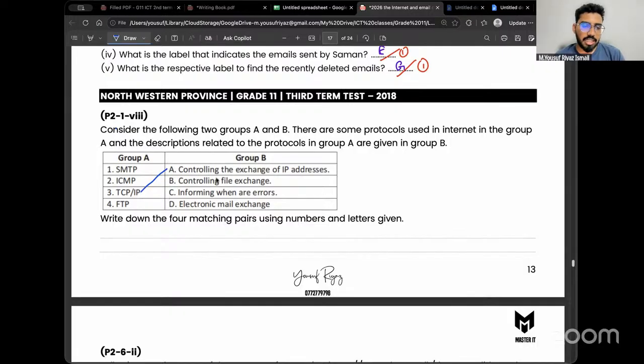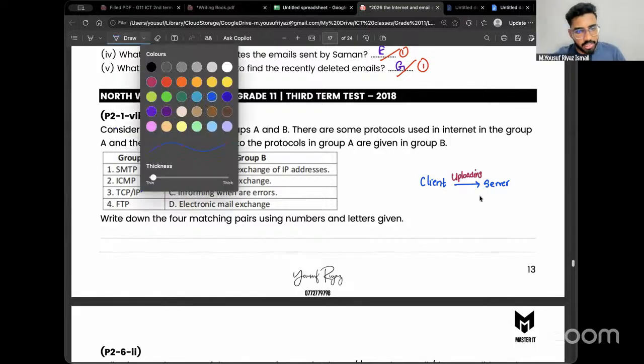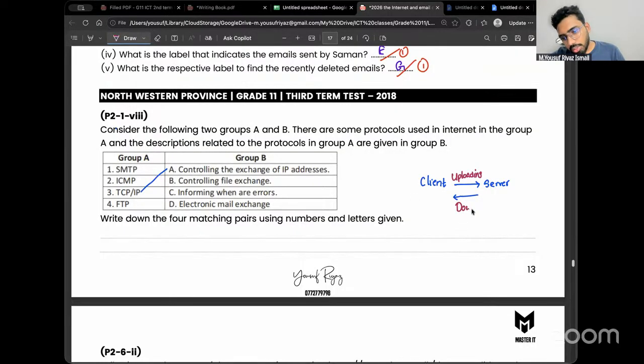Then, to control file exchange. When you say file exchange, let's say between the client and server. If the data is going from the client to the server, we call this process uploading. And similarly, if a file is obtained from the server to the client, we call this downloading. So what is the protocol we use when uploading and downloading files? Correct. When you're uploading and downloading files, we use the FTP protocol.